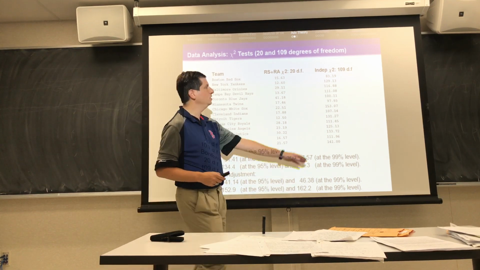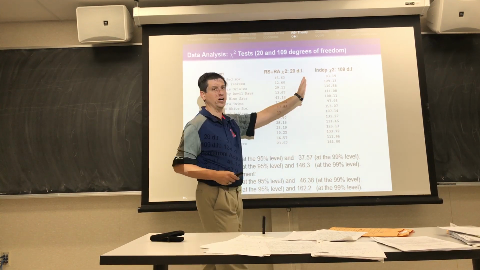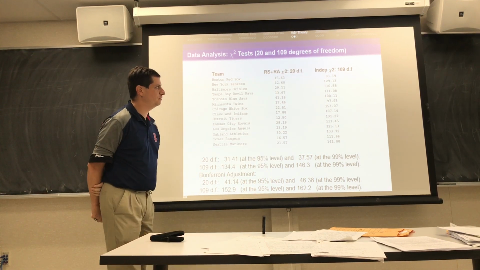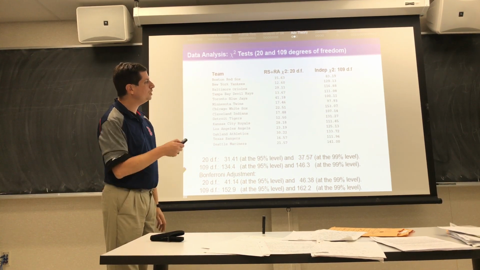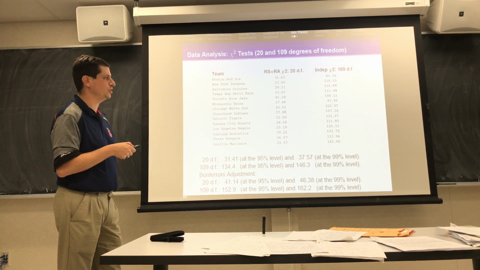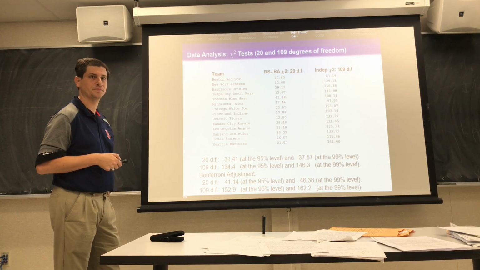I'm not going to do this part over here as the runs scored and runs allowed independent. I'm going to just focus on runs scored and runs allowed. And if you look, only one value is really significantly bad. Which is that one value? It's the Blue Jays at 41.18.